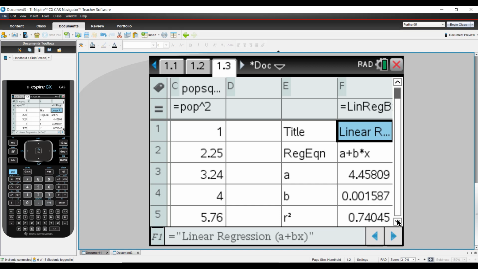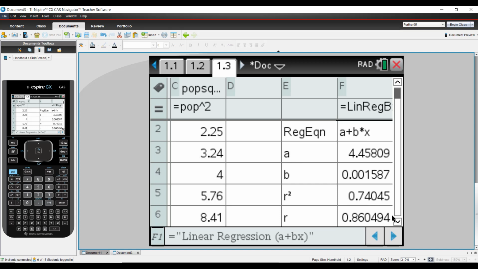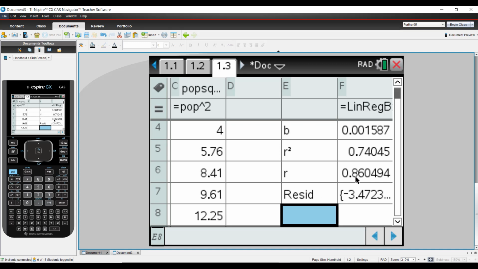Okay, so here's our information. So using a y transformation, our variable population, if we square it, we end up with now a y-intercept of 4.45, a gradient of 0.001587, a coefficient of determination, and the correlation coefficient of 0.86. Okay, that information tells us we've improved our original R value here. Our correlation coefficient is improved. That gives us some hope, but we may have found a better transformation.